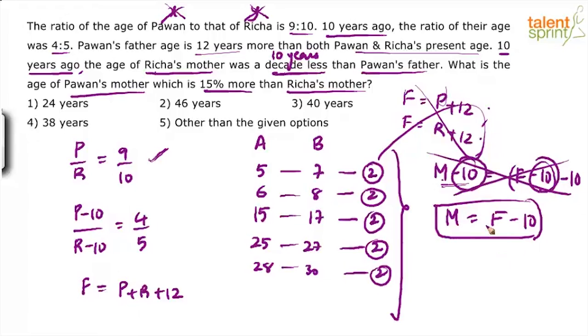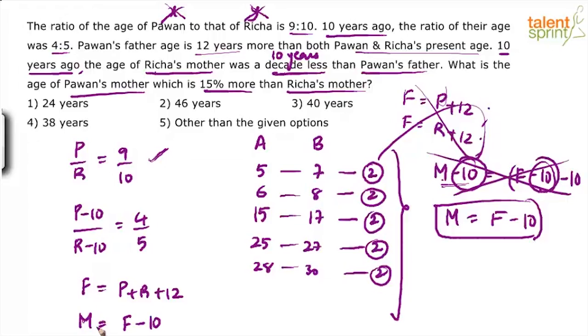You're able to follow? So the next equation that we have, Richa's mother's age is M. M equals F minus 10. Richa's mother's age is 10 years less than Pawan's father's age. What is he asking us to find out? Find out Pawan's mother's age, which is 15% more than Richa's mother's age. So you actually have to find out what is M, then increase it by 15% to get the required answer. This is Richa's mother's age. Remember, it's not Pawan's mother's age.